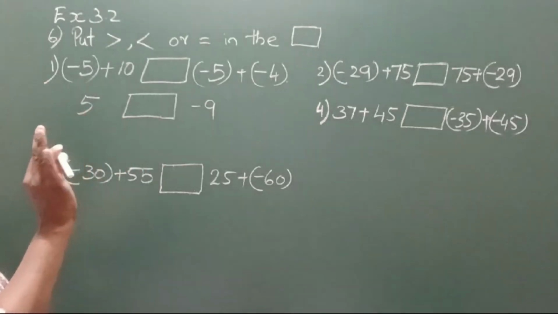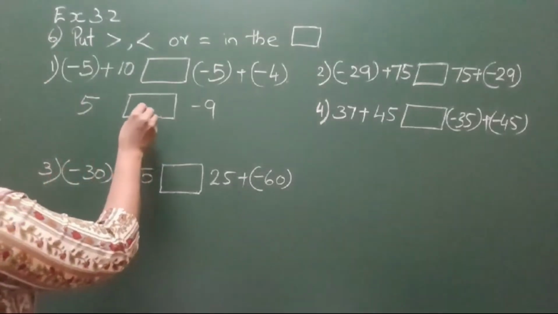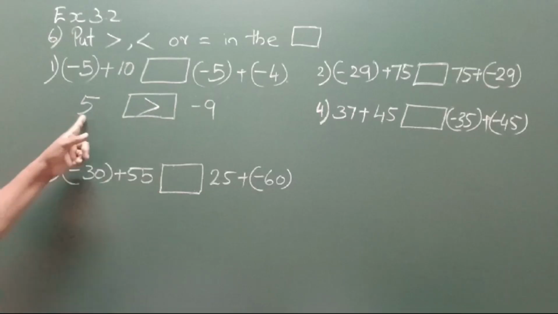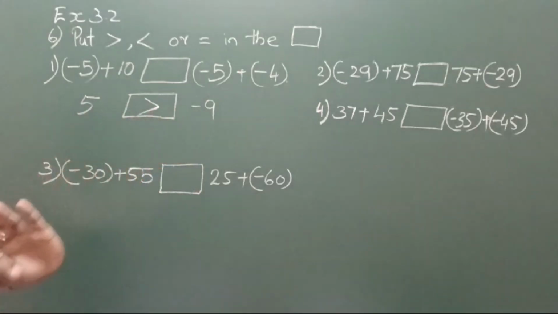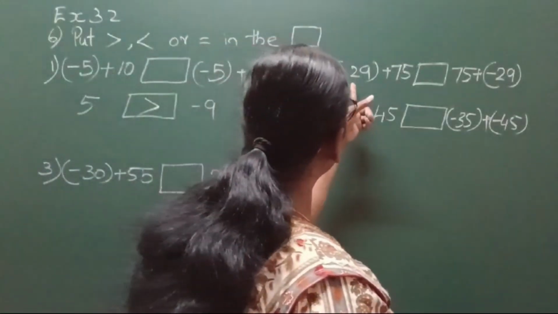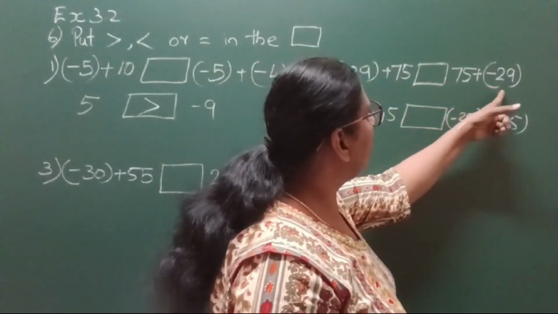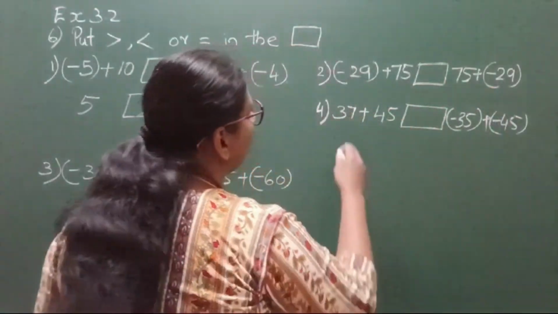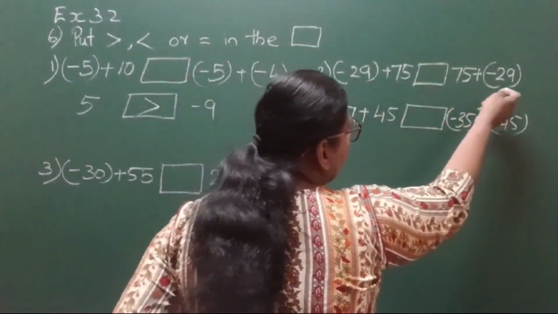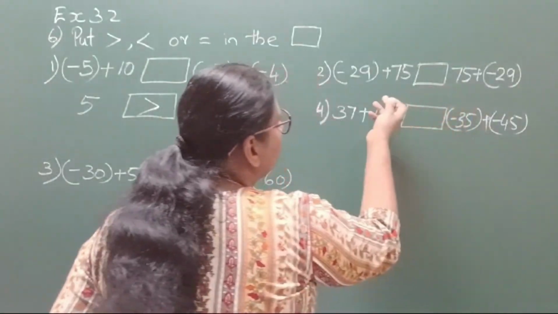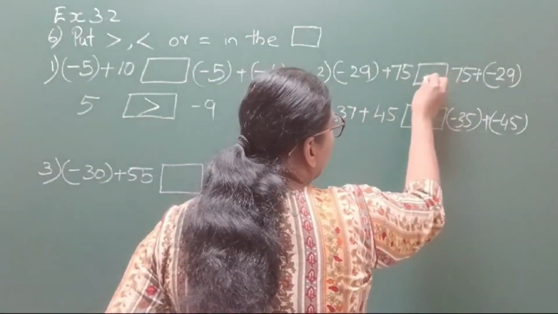Always a positive integer is greater than a negative integer. So the sign is the greater than sign. 5 is greater than minus 9. That is what we read. Then the second question here, minus 29 plus 75, and here 75 plus minus 29. Same. Minus 29 here, minus 29 here. 75 is here, 75 is here. So the equals to sign.